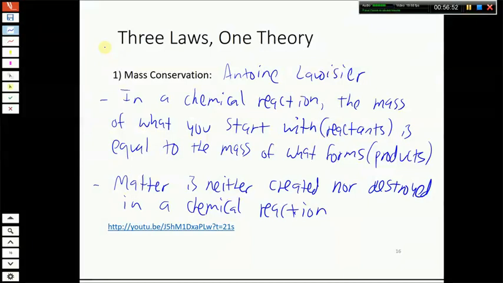So if you account for the mass of everything that's combining, the substance that you're burning and whatever in the air is participating, usually oxygen, those masses will equal each other. It just took a while for people to realize that.